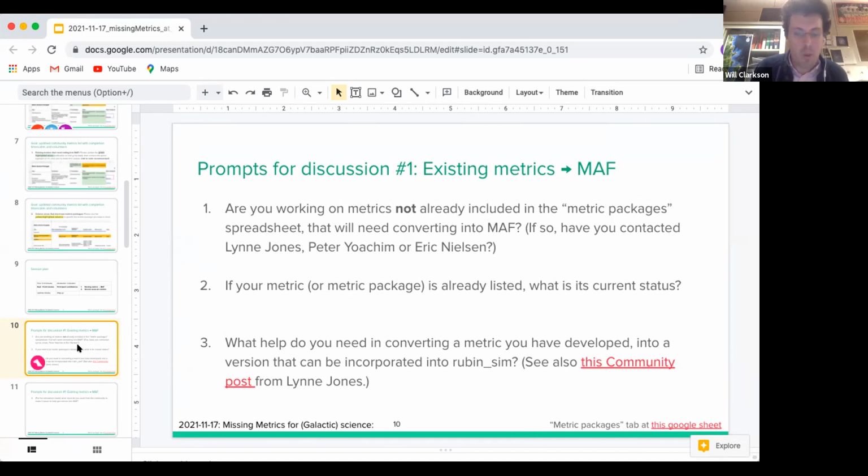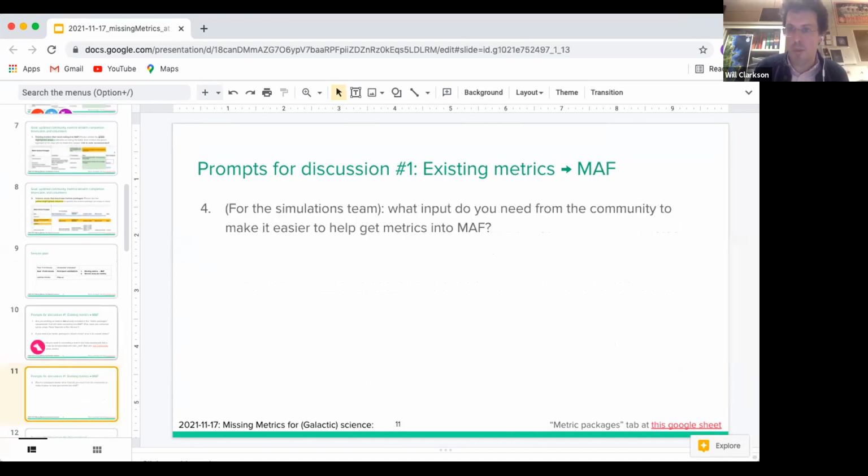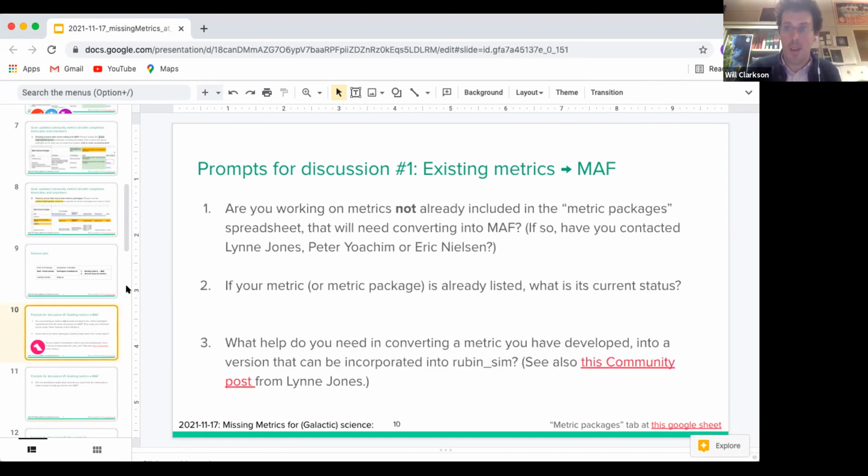And I have a discussion prompt for the Sims team as well, based on some discussion that happened in the previous session this afternoon, which is, what input do you need from the community in order to make it easier to get metrics into MAF? So I'll stop talking and I'll open the floor to questions or comments anybody has about metrics people are working on that need conversion into MAF. I see Meg's hand is up.